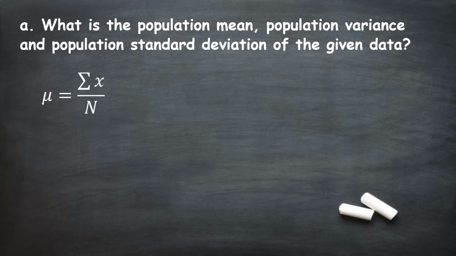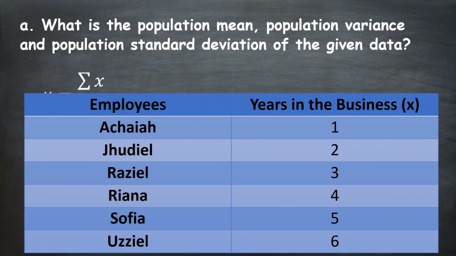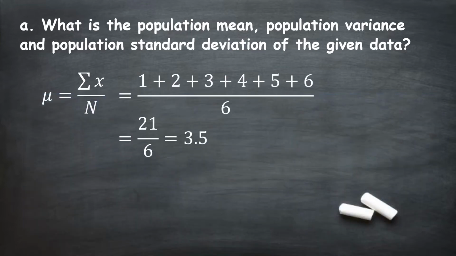And the formula for getting the population mean is the summation of x all over n. So what we're going to do is get the average of these numbers. In getting the average, we'll have 1 plus 2 plus 3 plus 4 plus 5 plus 6 all over 6, since we have 6 numbers. Simplifying, we will have 3.5 as the population mean.